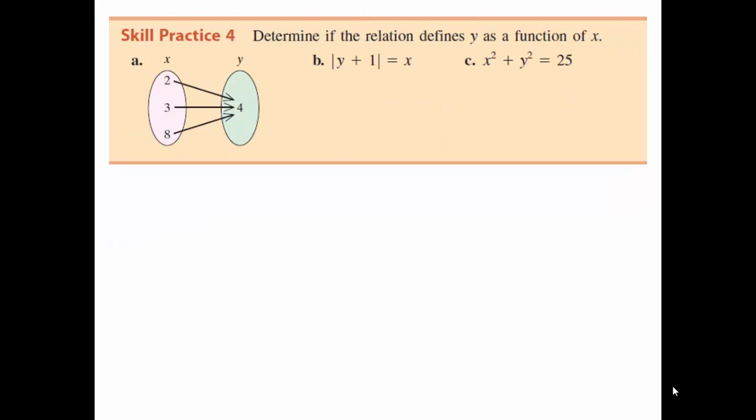Okay, determine if the relation defines y as a function of x. They all go to the same y in A, but it is a function because all the x's are different. B is a sideways V, so that is not a function. And C is a circle, so that is not a function.